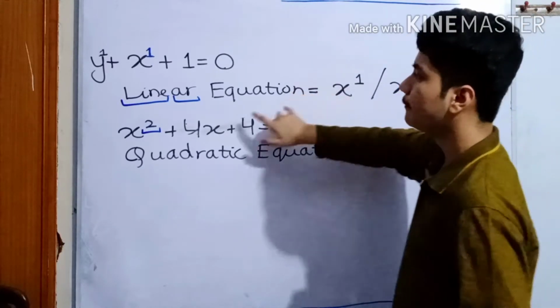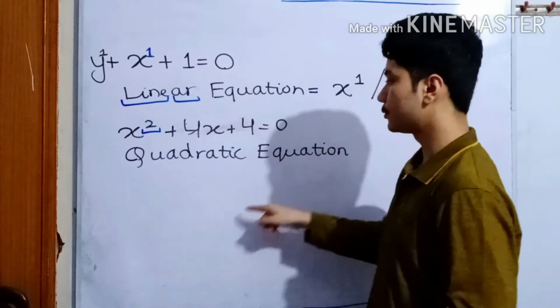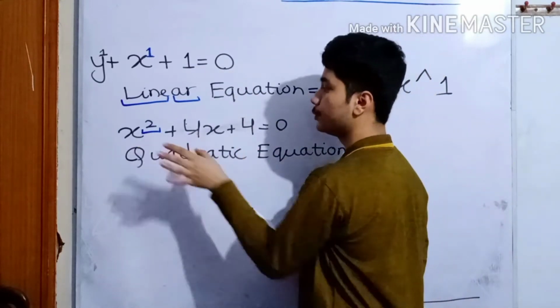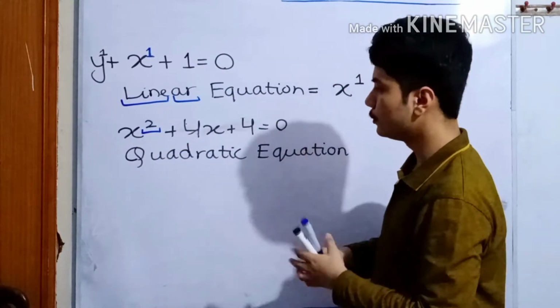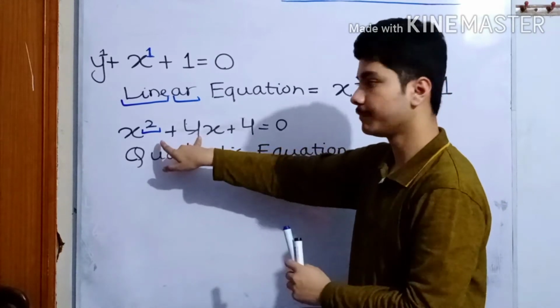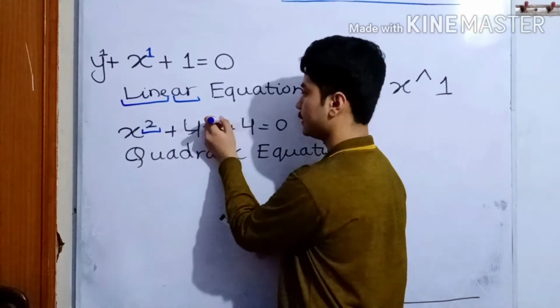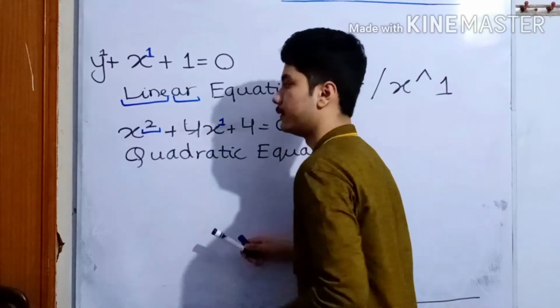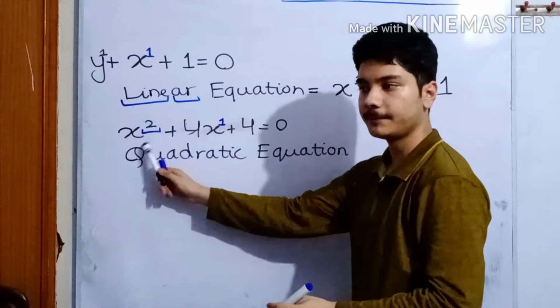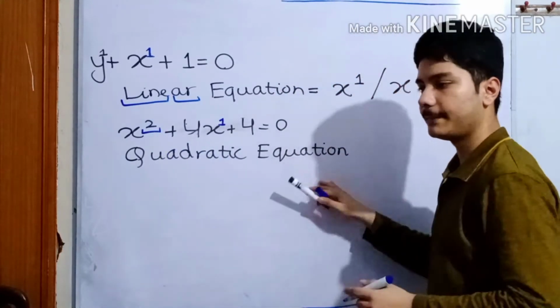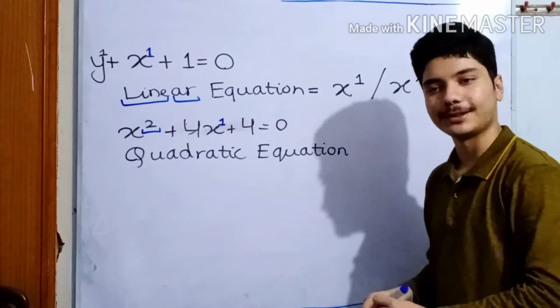So basically this is linear, and this is quadratic. As you can see, both terms have the variable x, but here x has power 1 and here x has power 2. So the highest power is square. That is why we name this equation a quadratic equation.